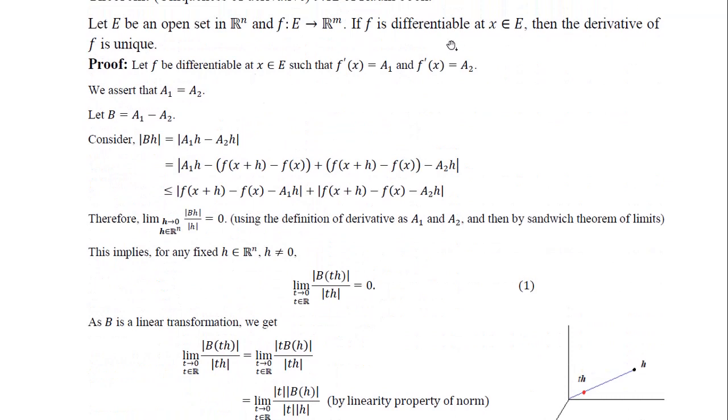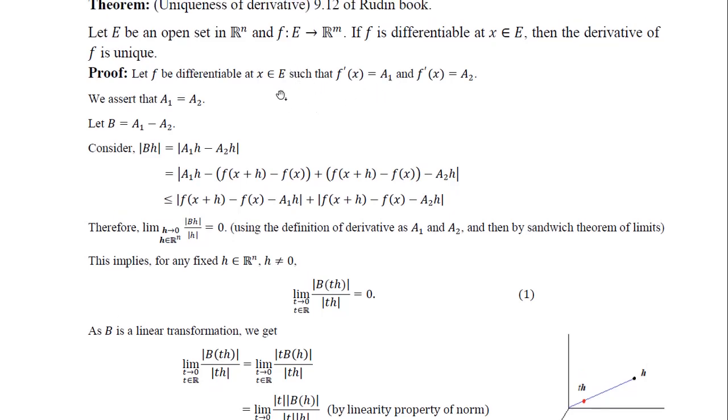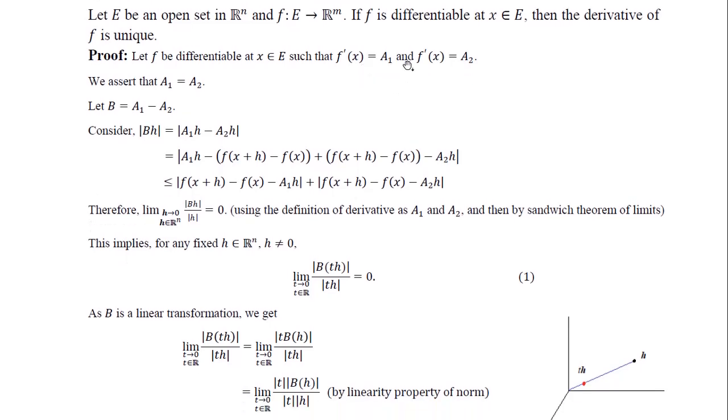So what we have to show is that if f is differentiable at a point x in the domain, in that case this derivative f dash x should be unique, meaning it should be a unique linear transformation. So we will assume that f dash x is equal to a linear transformation A1 and f dash x is equal to a linear transformation A2 also, and therefore we will have to prove that these two linear transformations A1 and A2 are equal. Then our theorem will be proved.